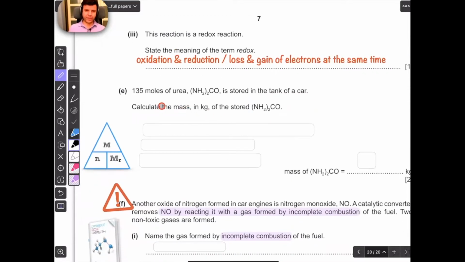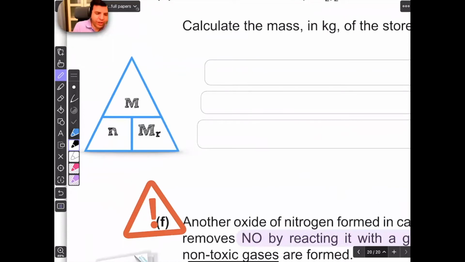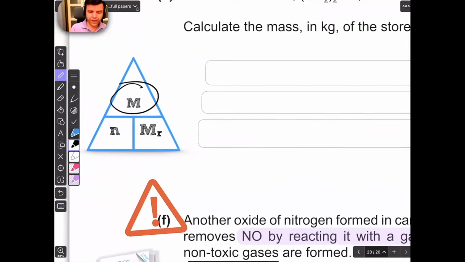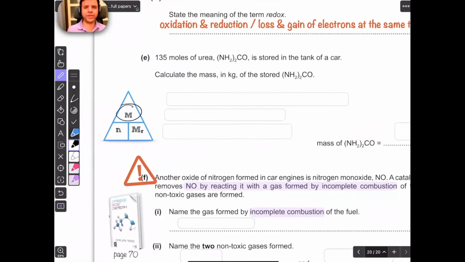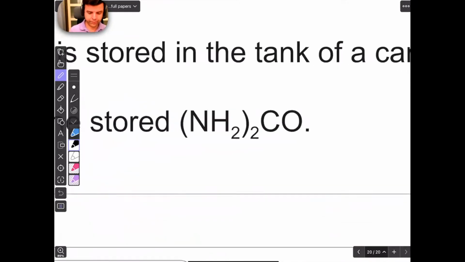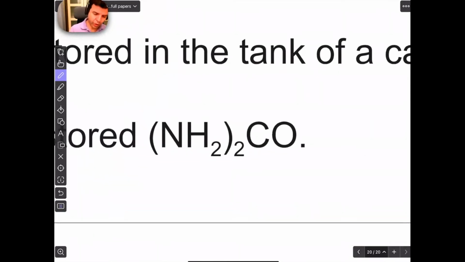Here it says you've got 135 moles of urea stored in the tank of a car. Calculate the mass of the urea. This means you need to find the M in this mass formula. How do you find the mass of something like this? Step number one would be what, Isa? You work out the MR. Very good. So let's work it out together.